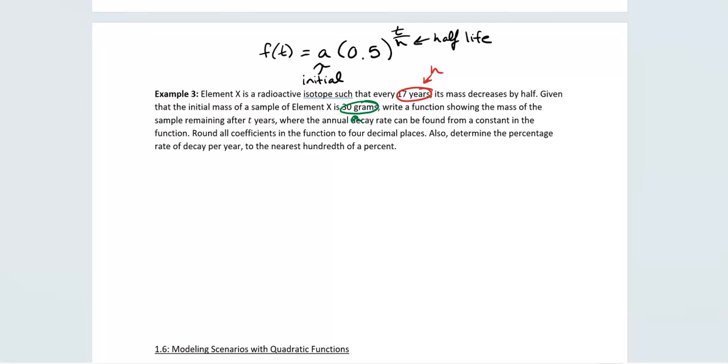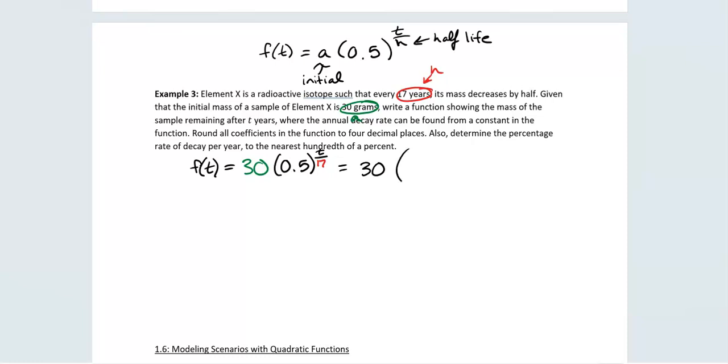So very much like the problem we did in the last set of notes, we're going to take these numbers and plug them in. So that means f of t is going to equal our A, which was 30, times 0.5 to the t over our h value, which was 17. Now again, just like last time, we're going to have to take this 17 that's in the denominator of our exponent, we're going to have to push it into the 0.5. So we're going to have to do something like this.